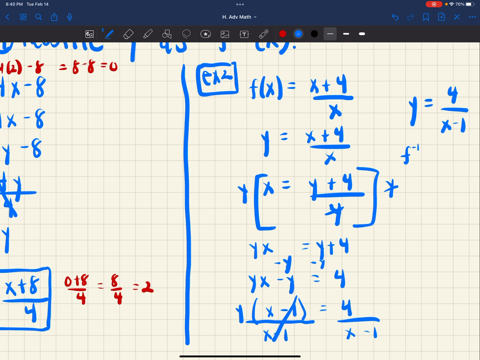So this would be f inverse of x is equal to 4 over x minus 1. And that is the inverse of my original function. That is the undo or the reverse of my original function. In my inverse, you should also notice that there is some restricting in the domain that I have to do. Like this inverse is not defined for all values of x.